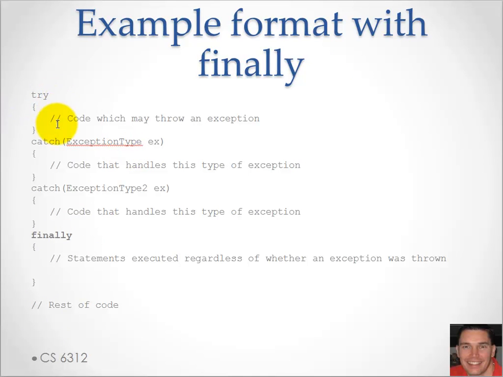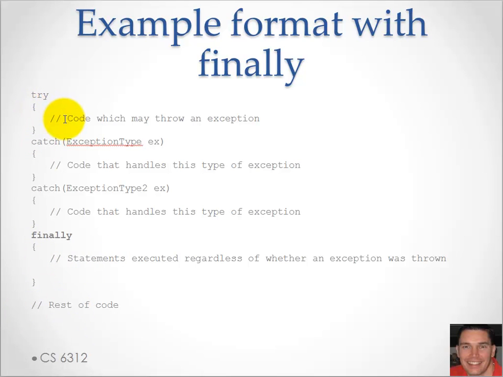So here's some example format. We have our try, our exception types that we're catching, and then the finally has got to be the last block if we're going to add it. And these statements here will be executed no matter what. So if there is no exception thrown, after this block of code runs, it will come down here, run these lines of code, then to the rest of the code.